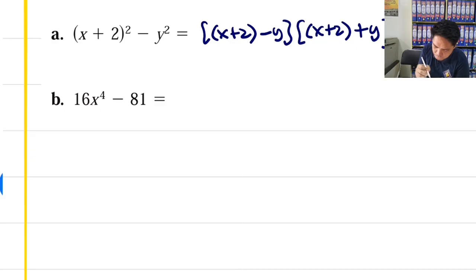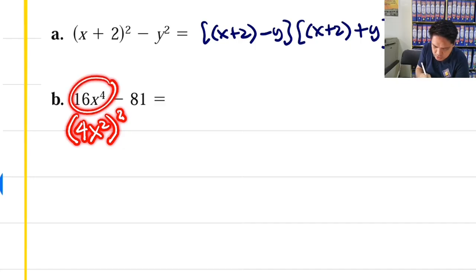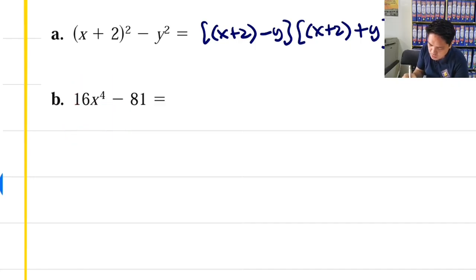If we look at letter B, this is already a perfect square, right? Because this is the square of 4x squared. If we square that, the result is this. So let's write it for clarity. We could rewrite this as 4x squared, squared. And 81 could be rewritten as 9 squared. So in this form, we have a squared minus b squared also, where a is 4x squared and b is 9. Okay?